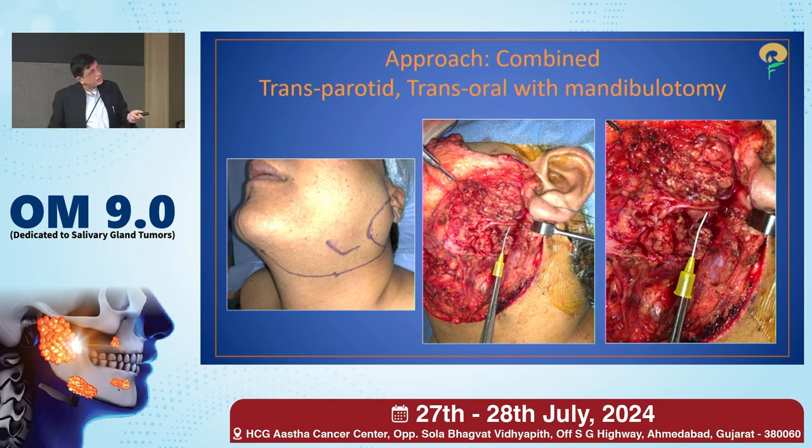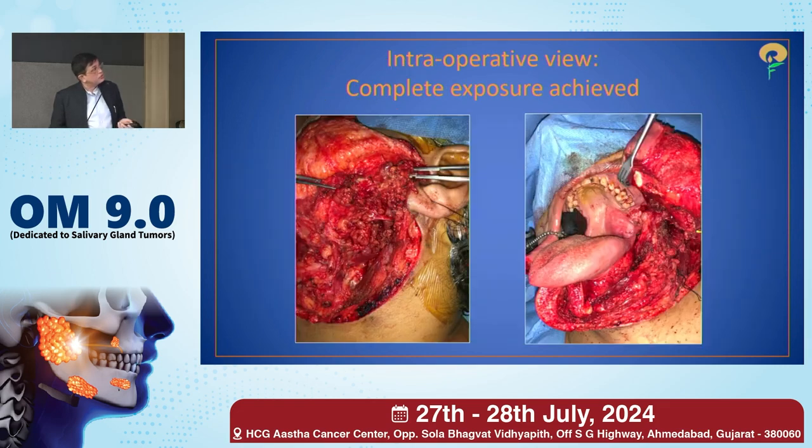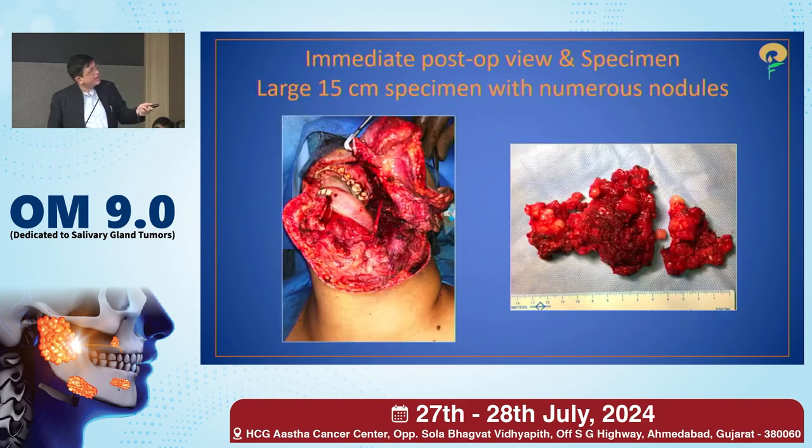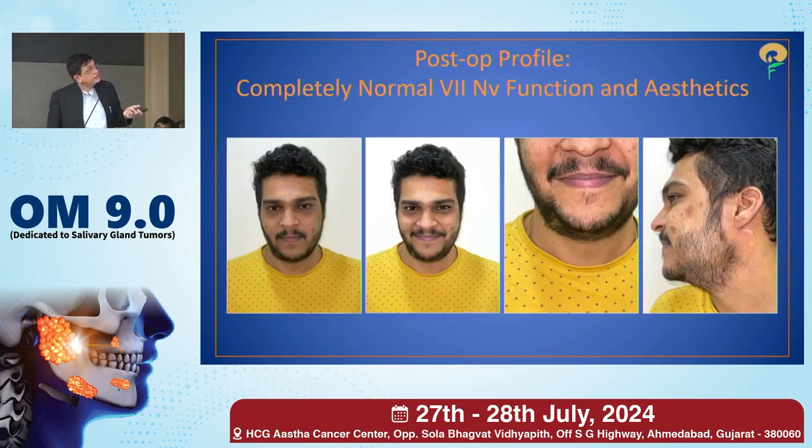Of course, the facial nerve was spared completely, but we got the entire tumor out through this open approach. This is how it looked when we started. You can see there's a big bulge in the oropharynx, and this is at the end of resection, and that was the large 15 centimeter specimen that came out of this guy. But we had saved his facial nerve.